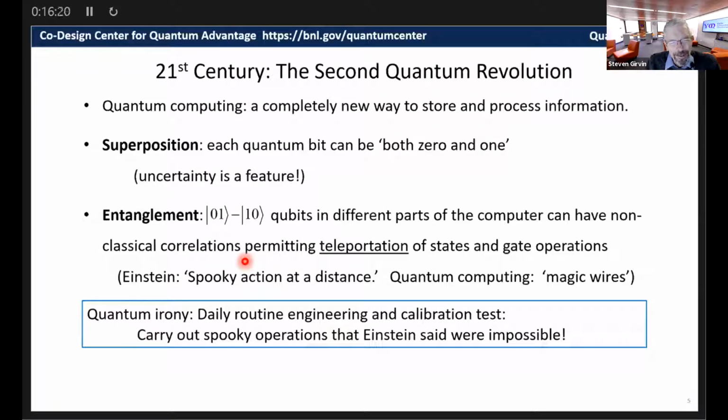So a real irony is that we use every day in Becton Lab this spooky action at a distance as an engineering and calibration test. We do things that Einstein said were impossible just to make sure that we really do have a working quantum computer and not a classical computer. So I think if Einstein were alive today, he might argue with us for a while, but I think he would eventually be pretty impressed.